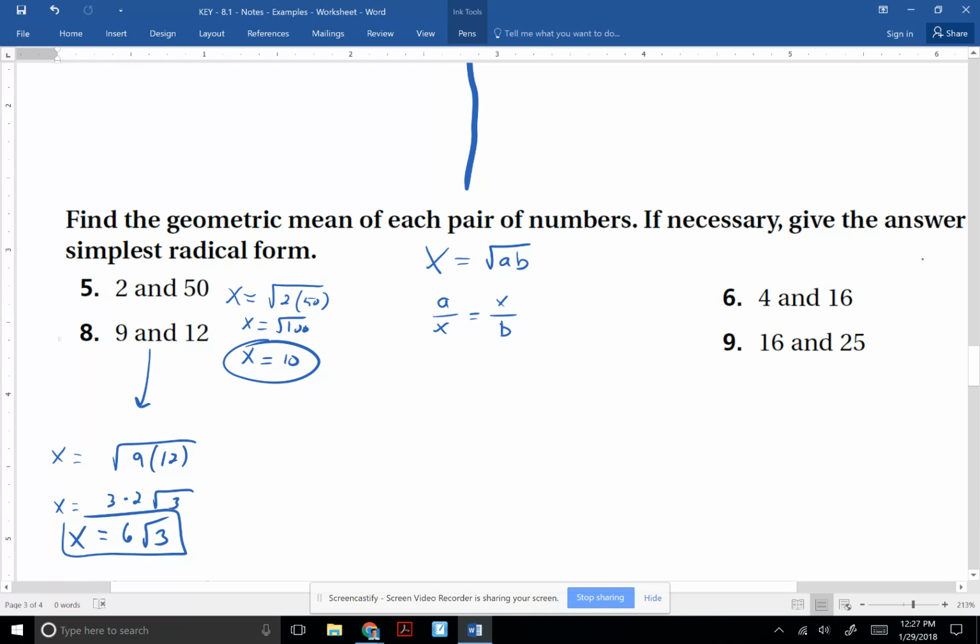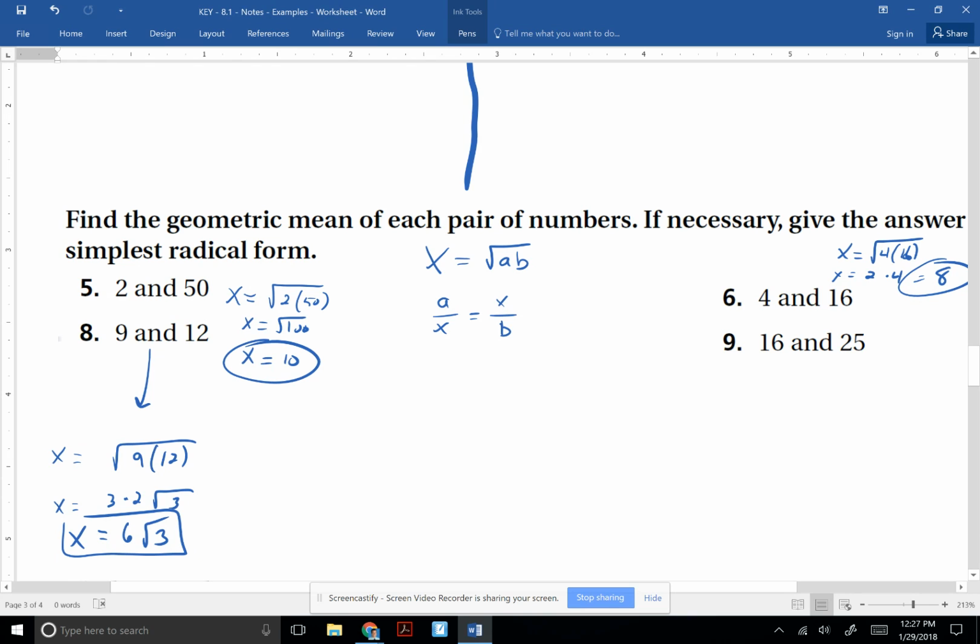All right. And then we get 4 and 16. Okay, so this is actually going to be nice because if we look, we get 4 times 16. Well, 4 and 16 are both already perfect squares. So pull out a 4, that's 2. Pull out a 16, that's 4. So this is just going to be 8. And actually that makes sense because 4 times 16 is 64. But either way, we get 8.